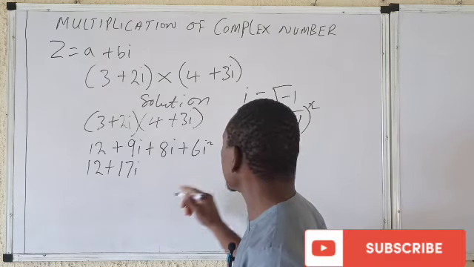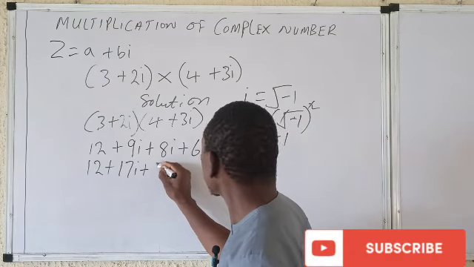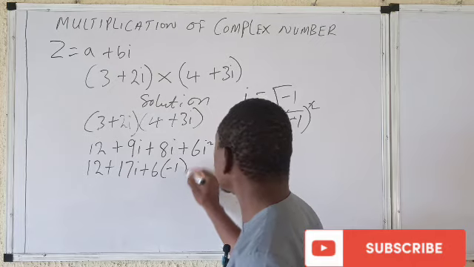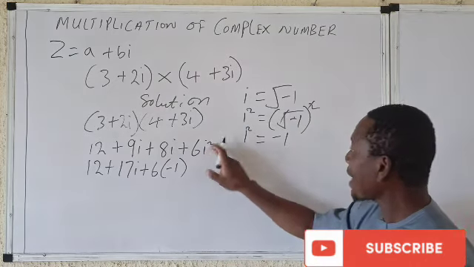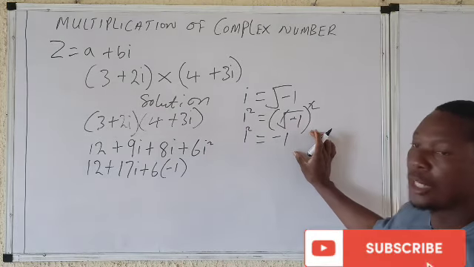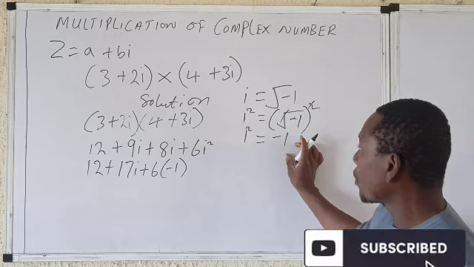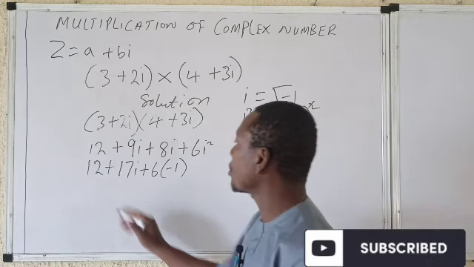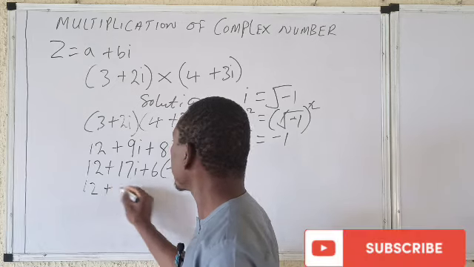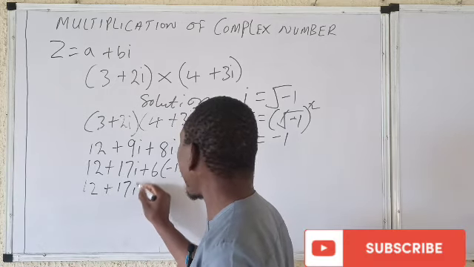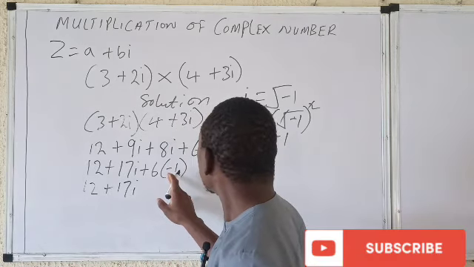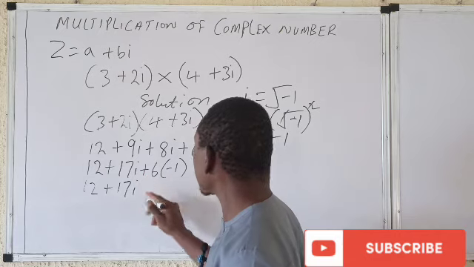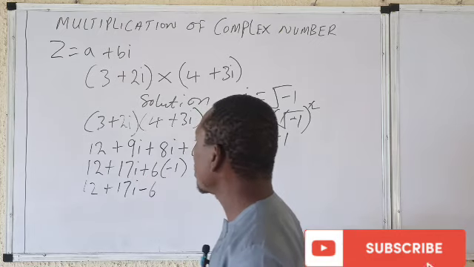So let's come to this place. We now have plus 6 bracket minus 1. Remember, this is i squared, which we just derived here as negative 1. So i squared is now minus 1. So we now have 12 plus 17i. Now, minus 1 times plus 6, you now have minus 6.